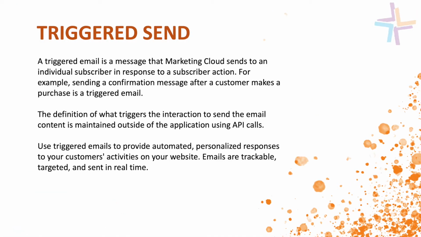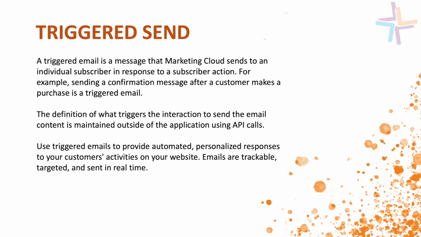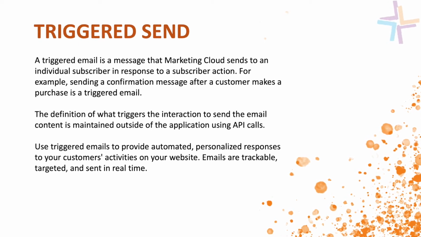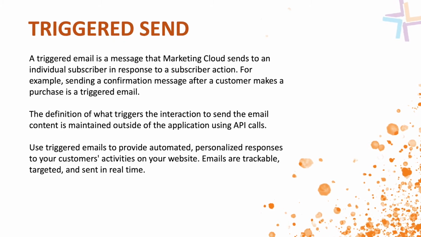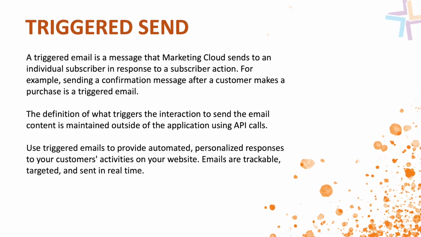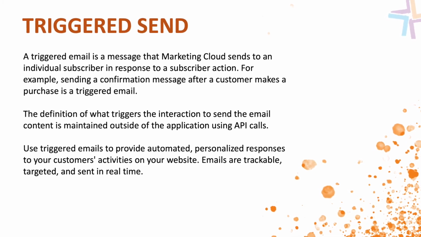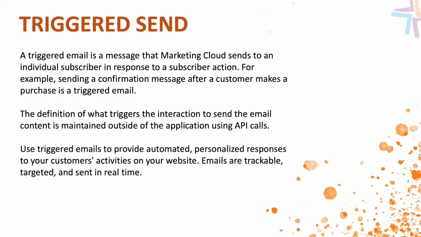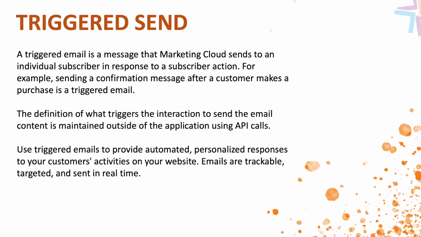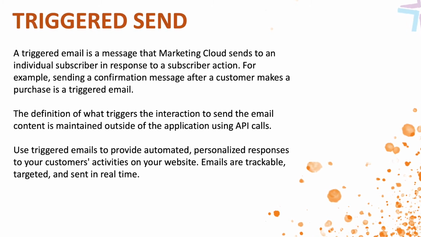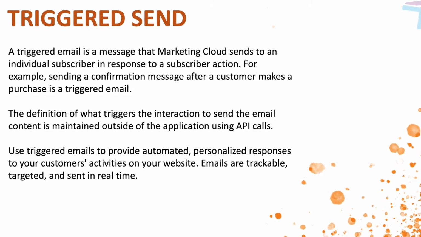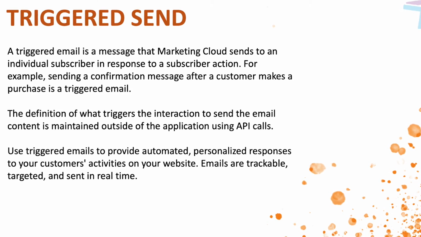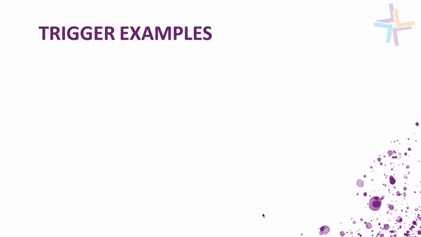So what is a triggered send? It's an email sent to an individual subscriber based on an action that subscriber took. So for example, after making a purchase online, I receive an email from that retailer with a summary of what I just purchased. The definition of what triggers that interaction from the retailer to Salesforce is called an API call. You can use triggers for lots of things, but the best benefit is that they can be personalized emails in real time. And here are some good examples of triggers we see every day.